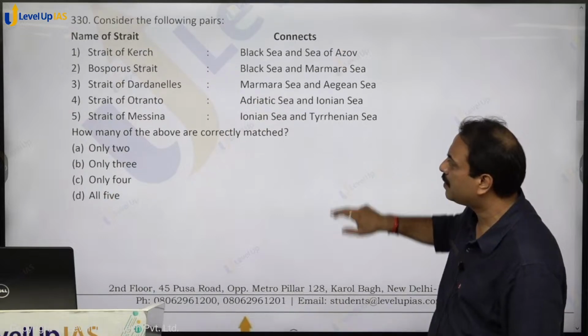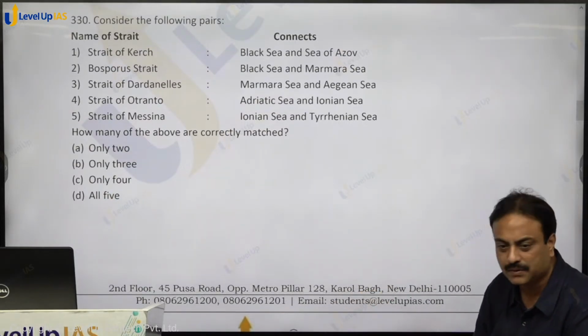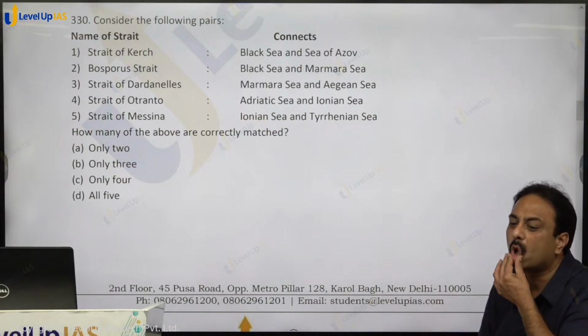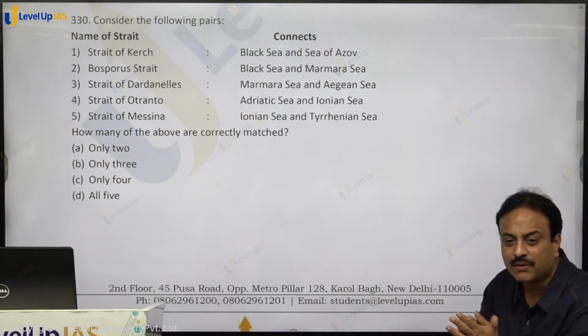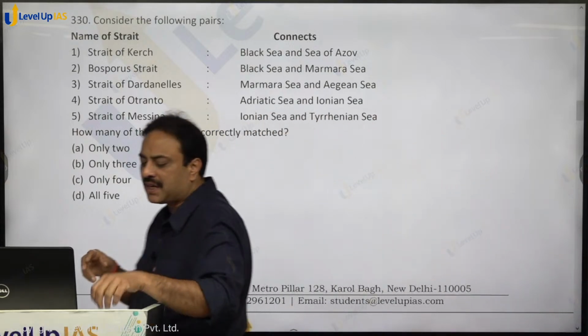Consider the following pairs, comparatively easier question. Name of the straits and what it connects. Strait of Kerch, Black Sea and Sea of Azov, correct or not? Bosporus is strait, Black Sea and Marmara Sea, correct or not?